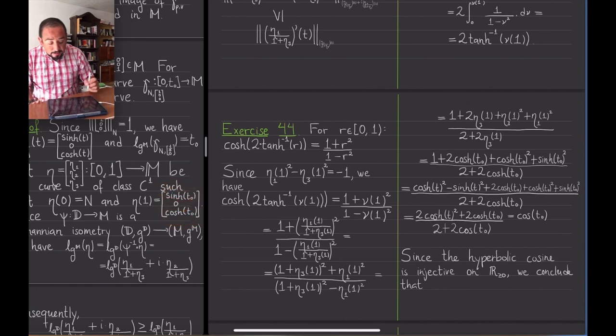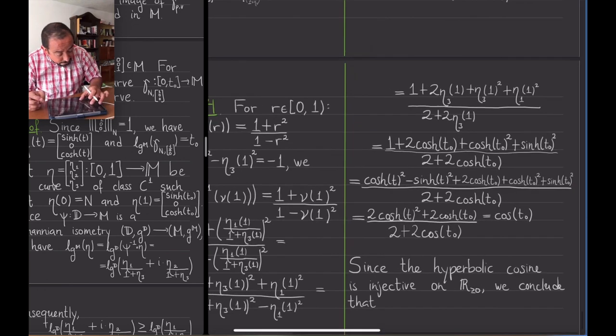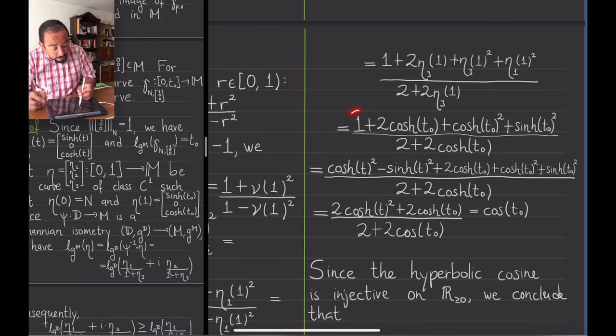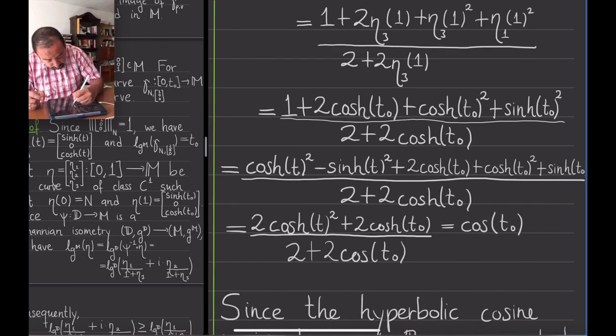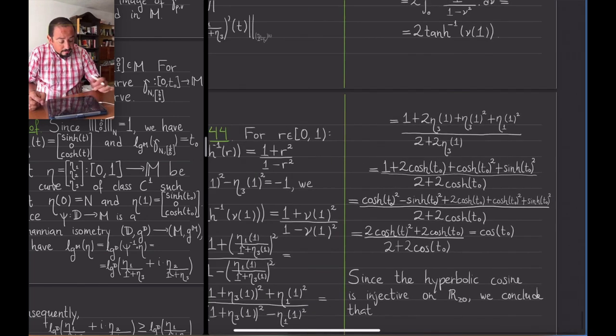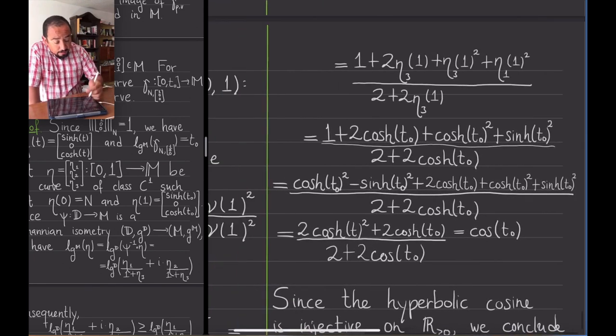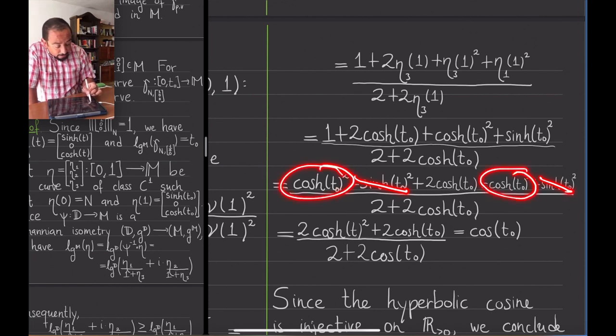Final point is this: hyperbolic sine of t naught, 0, hyperbolic cosine of t naught. So I substitute, and then again I realize that 1 is equal to hyperbolic cosine square minus hyperbolic sine square, and here I should write of t naught. I rewrite 1 because then I can get rid of this sine square. I can get these two together, so I obtain this on top.